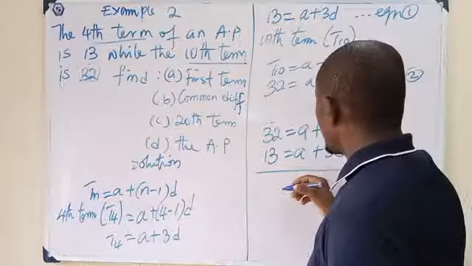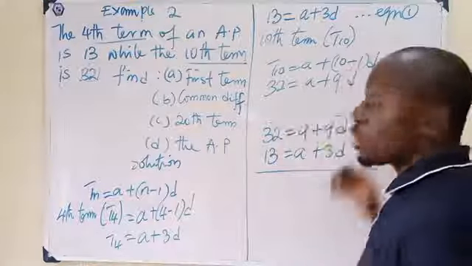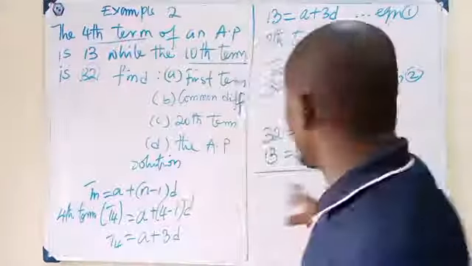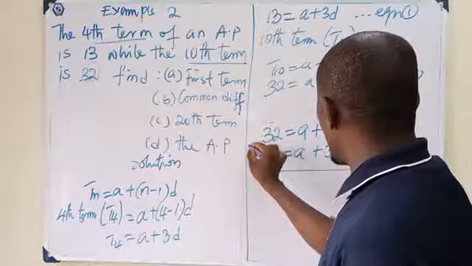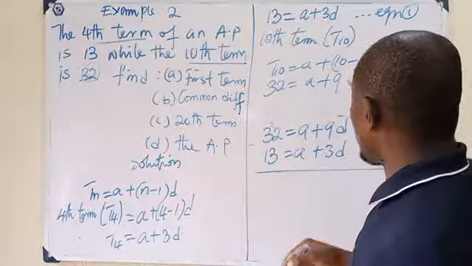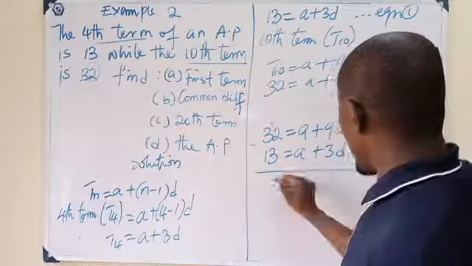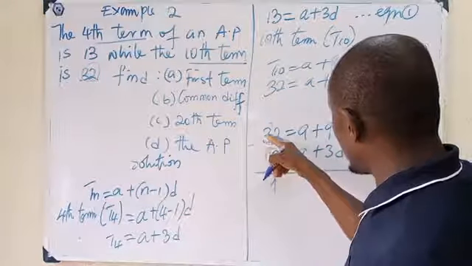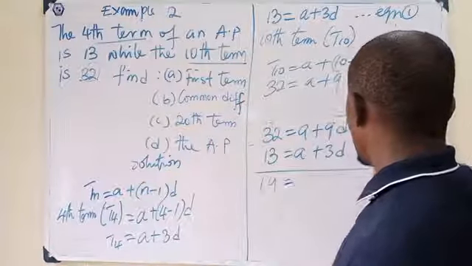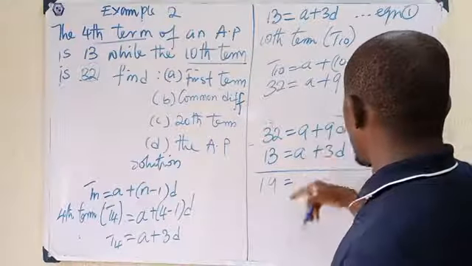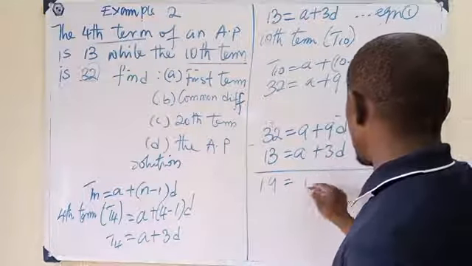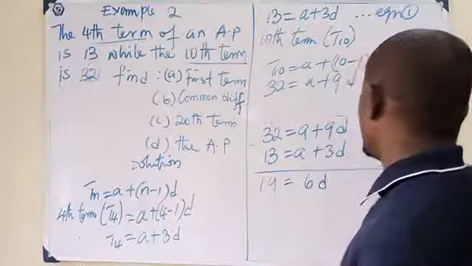So now, we are going to subtract equation 1. I'm using the elimination method. Some people prefer the substitution method, but I like the elimination method. So if we subtract the two equations, 12 minus 3, we have 9. This one we have 2 left here, that is 19, right? So A minus A gives 0. So we have eliminated A. 9 minus 3 will give us what? 6D.